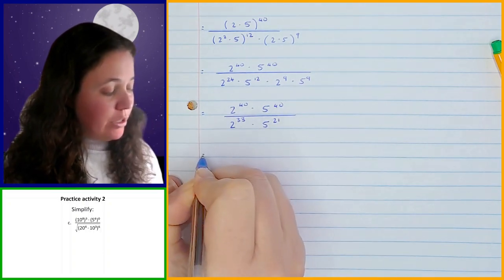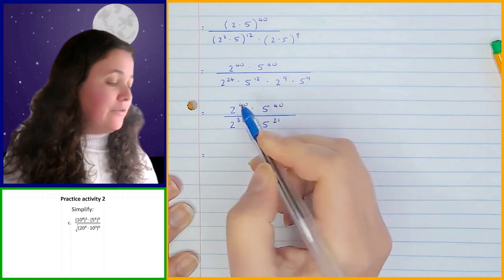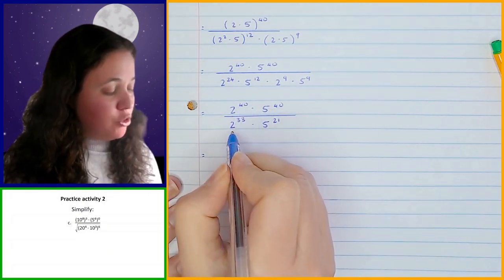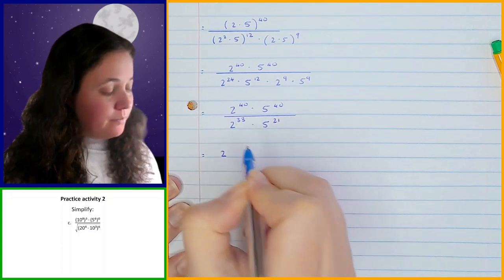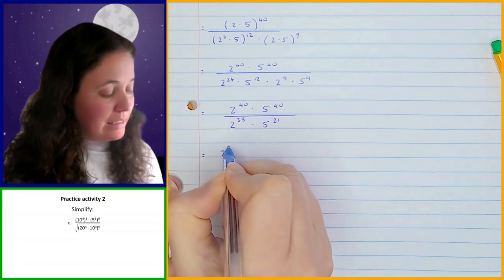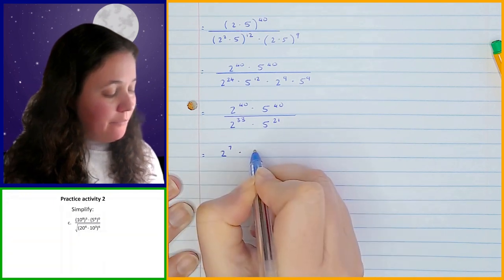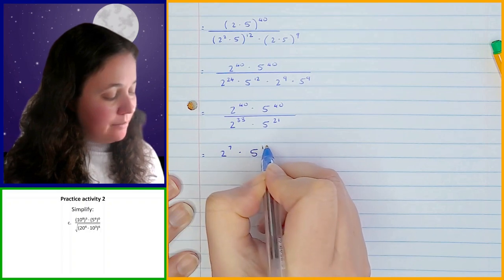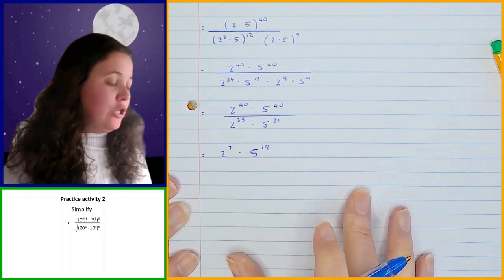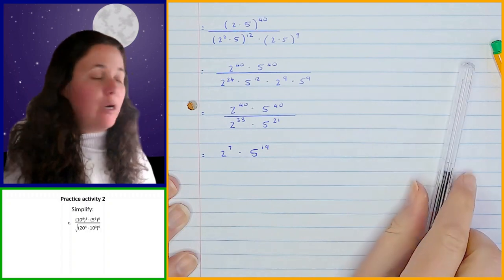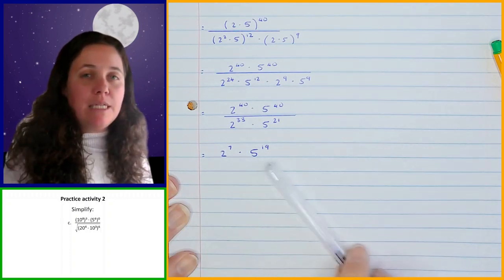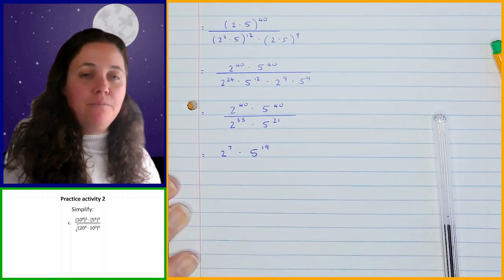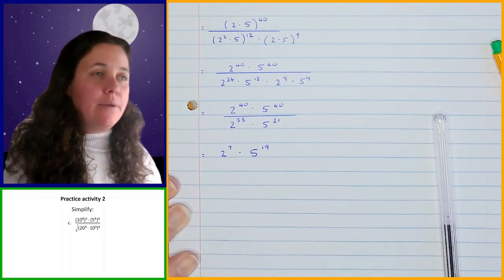And now I'm going to go and subtract the exponents because I can divide now the powers that have the same bases. So that's going to be 2 to the power of 40 divided by 2 to the power of 33 is 2 to the power of 40 minus 33 is 7 times 5 to the power of 40 minus 21 is 19. So for question C, you should have got 2 to the power of 7 times 5 to the power of 19. Neither of those is reasonable to change to standard notation, so we're going to leave them as they are. Okay, next one.